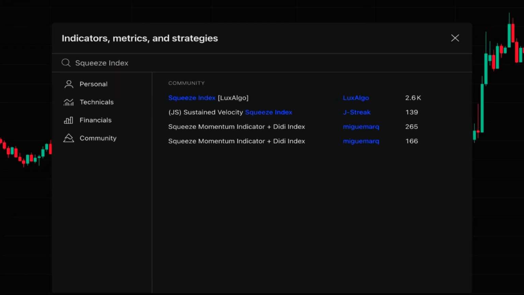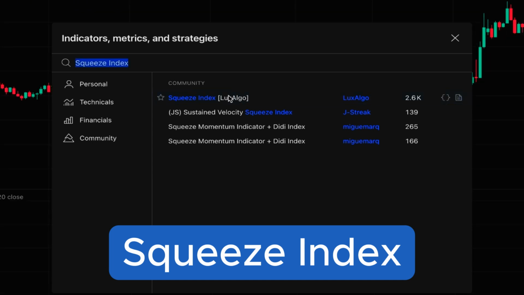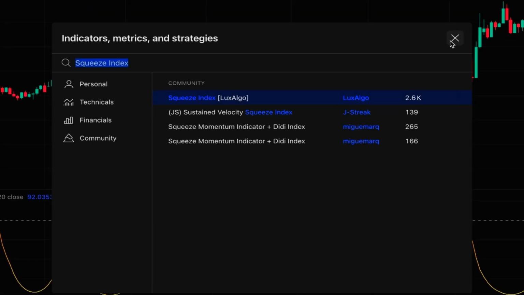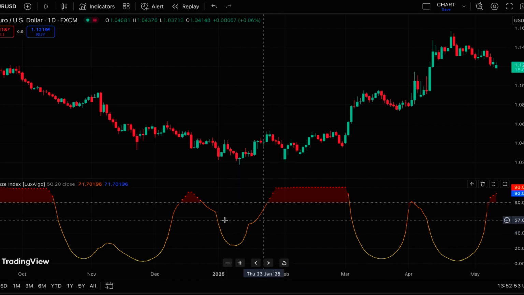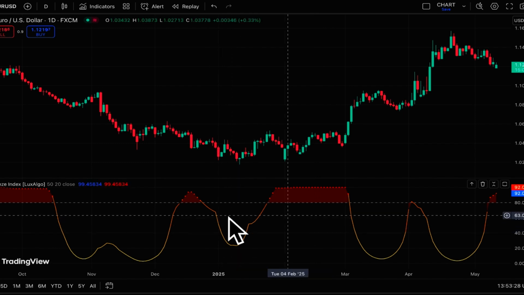Alright, the next indicator is the Squeeze Index, this one, which is a free indicator from Lux Algo. Alright, this is the indicator, and as you can see, it is added here below the chart. This indicator shows when the price is compressed within a tightening consolidation period. Let me explain it so you completely understand.